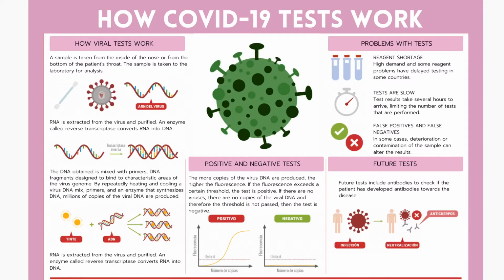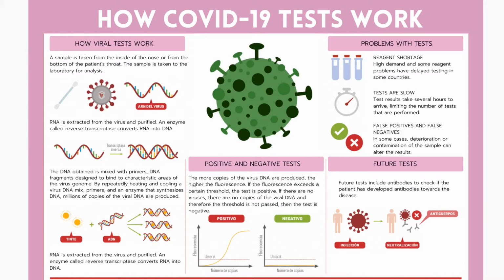Getting into a deeper level, how do viral tests work? A sample is taken from the inside of the nose or the bottom of the patient's throat, and the sample is taken to the laboratory for analysis. RNA is extracted from the virus and purified, and an enzyme called reverse transcriptase converts RNA into DNA. The DNA obtained is mixed with primers, DNA fragments designed to bind with characteristic areas of the virus genome. Then, by repeatedly heating and cooling a mix of virus DNA, primers, and an enzyme that synthesizes DNA, millions of copies of the viral DNA are produced.